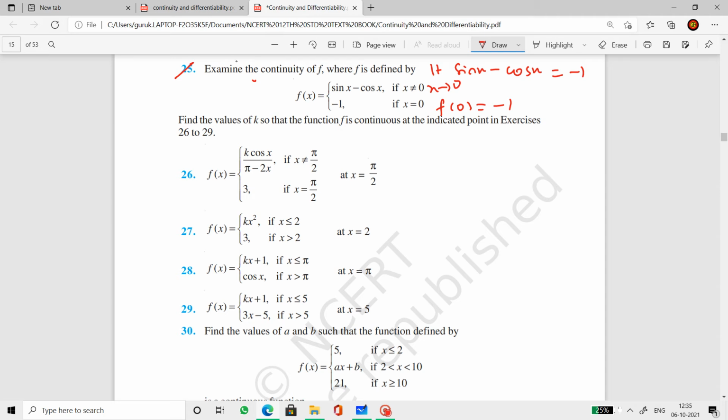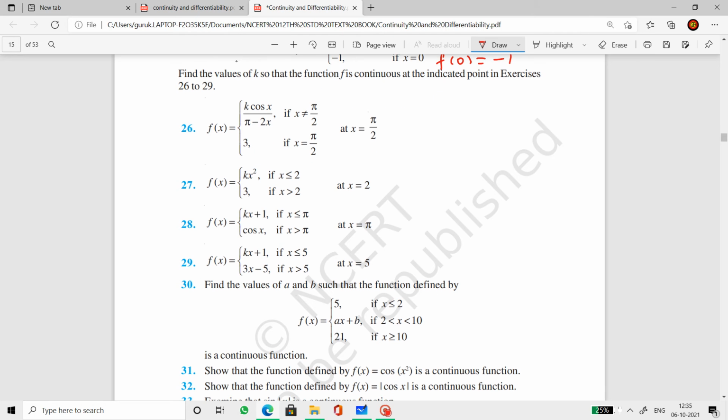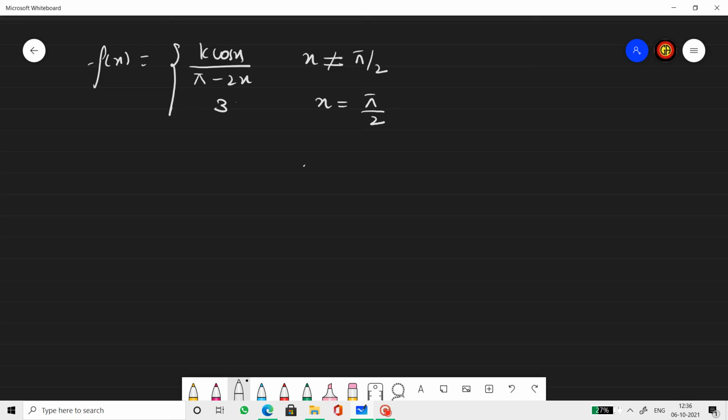Now, questions 26 to 30. 27, 28, 29 are fairly simple sums, but 26 is going to be an important question. This one, I said, is an important one. What makes this unique? Well, the type of the question. Let's do it for x tends to pi by 2.